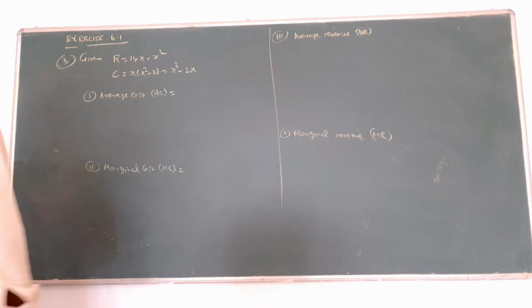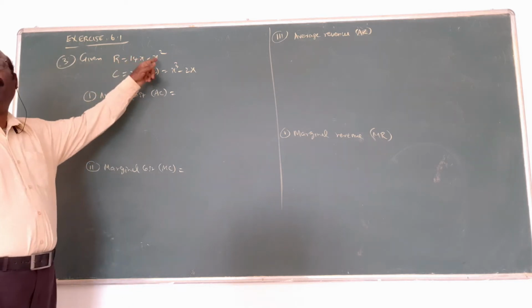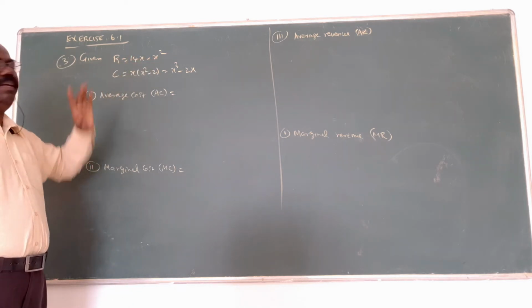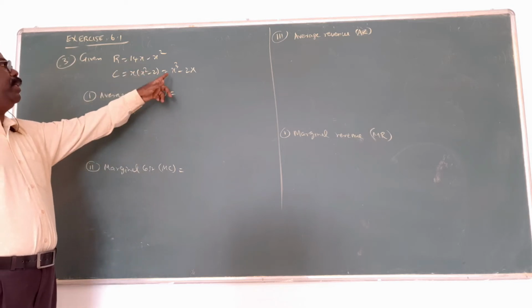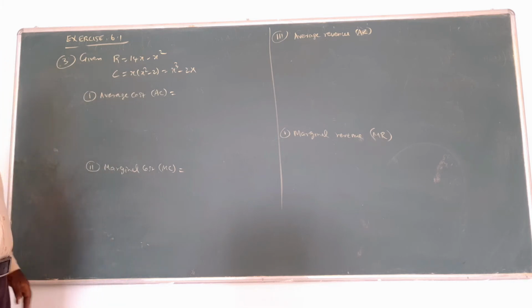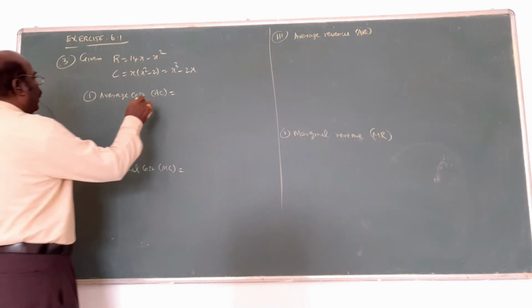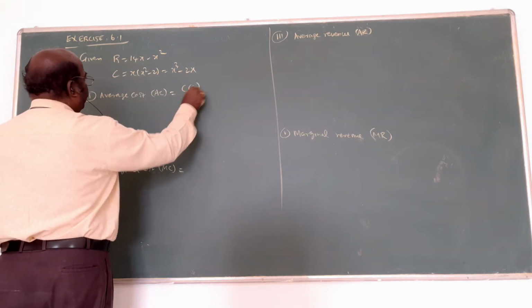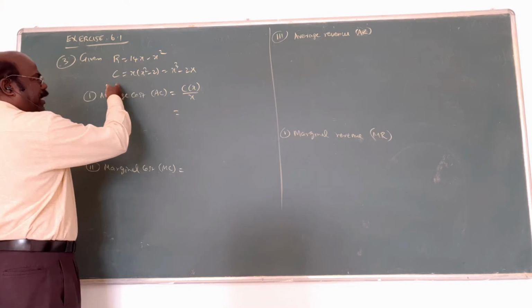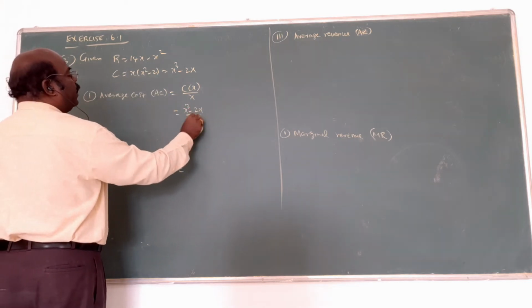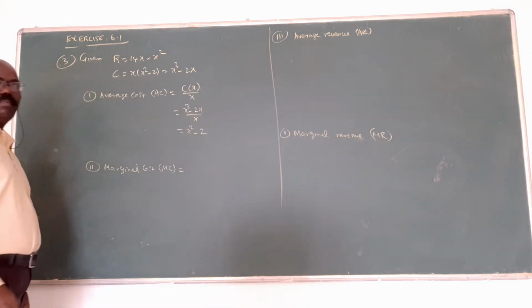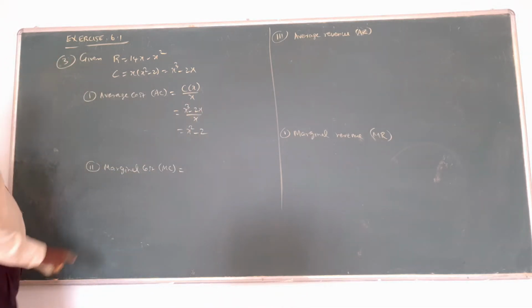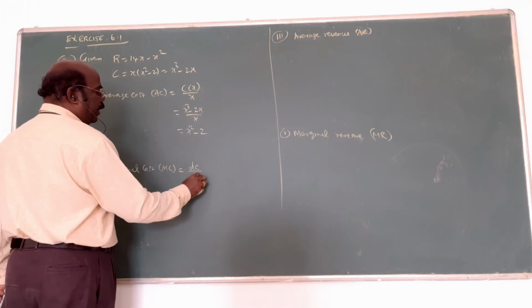Now question number 3. Here the revenue R is given, and the cost C is given. This can be x into x square minus 2, that is x cube minus 2x. Now in the first subdivision, the average cost is asked. Average cost means what is the formula? C of x by x is the formula. C of x is x cube minus 2x, divided by x: x cube by x is x square, 2x by x is 2. First answer. Then marginal cost is asked: dC by dx is the formula.